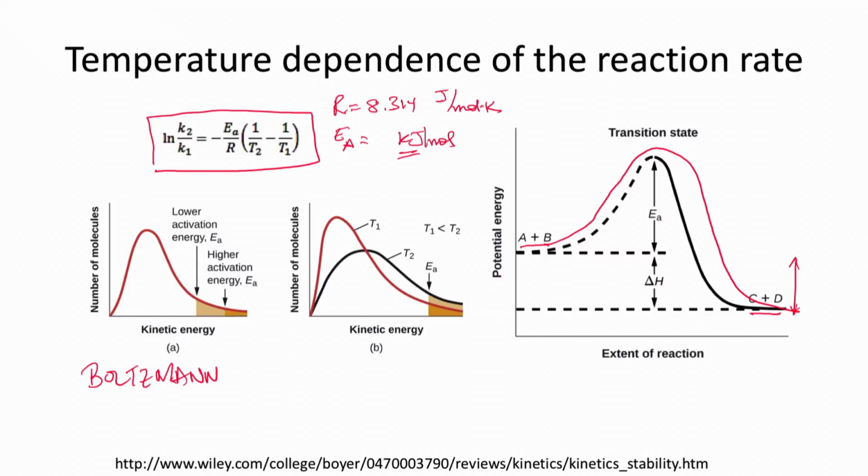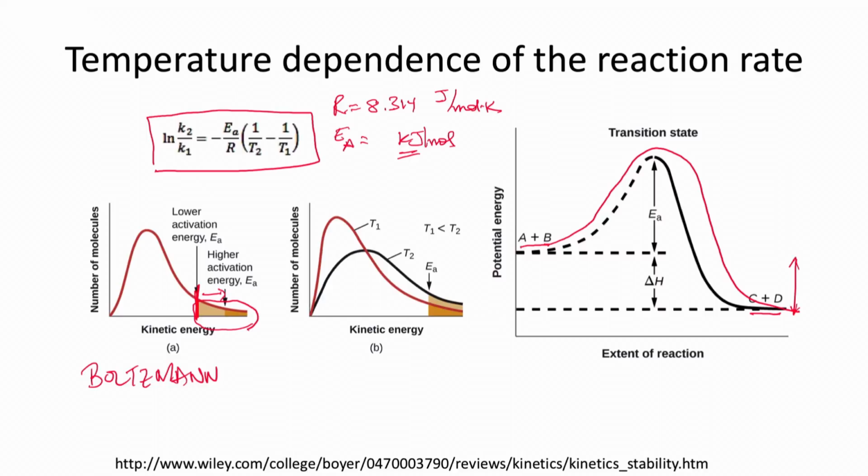If I have, let's say, an activation energy over here, then this piece represents all of the molecules that have enough energy to overcome the activation energy and actually react. The higher I make the activation energy, the smaller the fraction becomes. That's why the rate goes down.